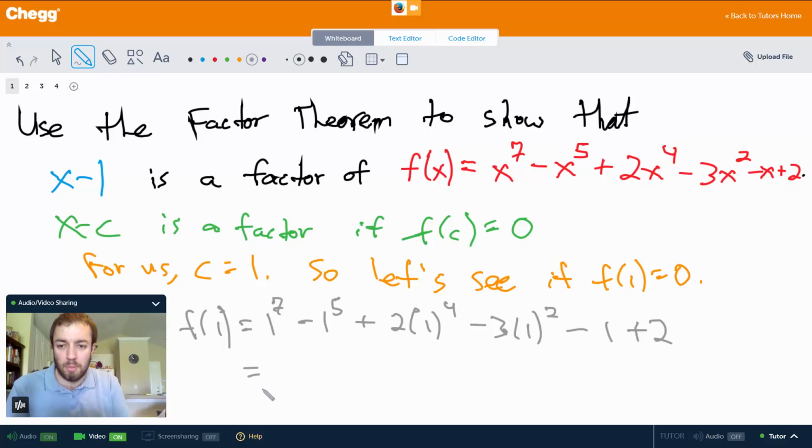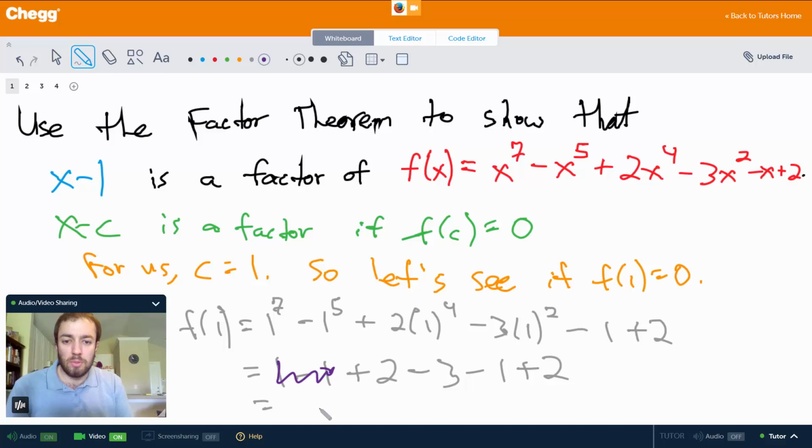Now we just simplify. 1 to the 7th is 1, 1 to the 5th is 1, 1 to the 4th is 1, so plus 2, and then this is minus 3, minus 1, plus 2. Now 1 minus 1 is 0, so this all goes away. Then 2 minus 3 is negative 1, so we have negative 1 minus 1 plus 2. Negative 1 minus 1 is negative 2, and negative 2 plus 2 is just 0. So we just verified that f of 1 is 0.